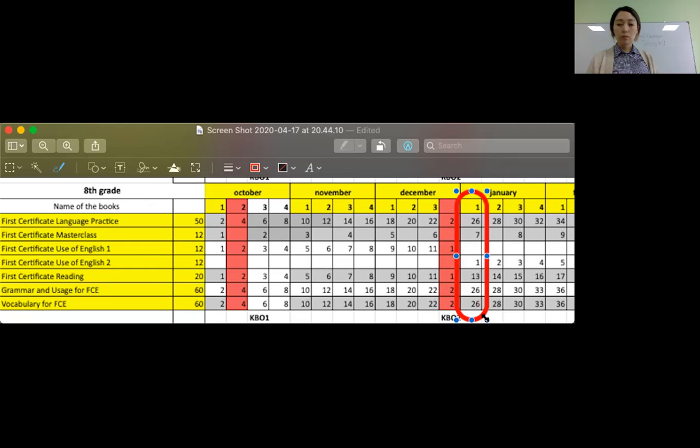Yeah, we have 26. Is it page or unit? Oh, it depends. Mainly, those are units, but it also depends on the book. In eighth graders, those are units. Those are all units in eighth graders. So we have to cover units 25 and 26 in First Certificate Language Practice. Exactly. And until now, we have to cover 7 units of Masterclass and so on. Yes, exactly. Okay, understood.